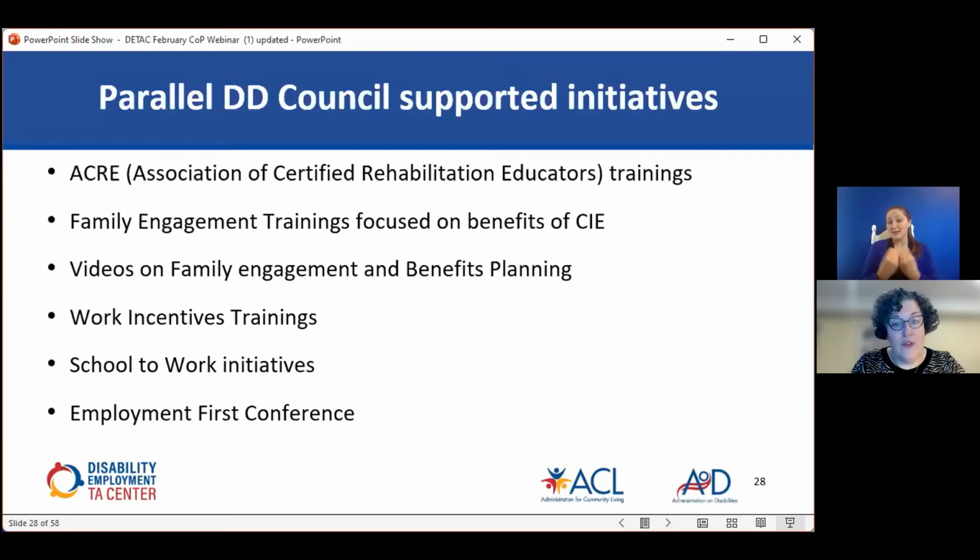We provided family and guardian trainings focused on the benefits of supported employment. We provided work incentives trainings that supplemented a number of existing trainings that we already had in the state. And we started a school to work pilot initiative, as well as hosted the state's first annual Employment First conference.